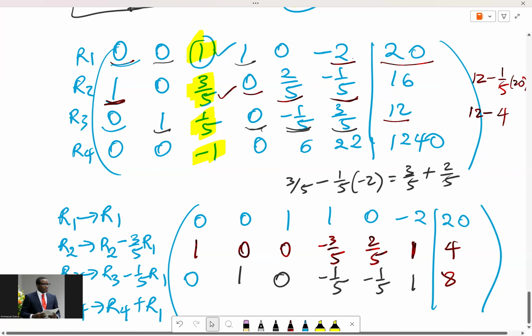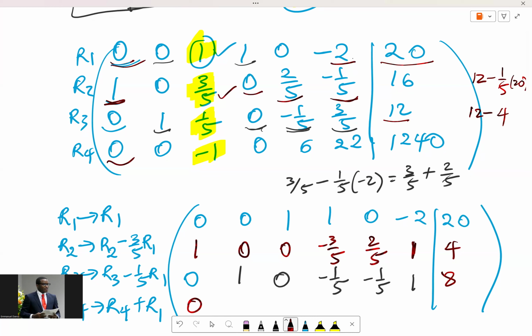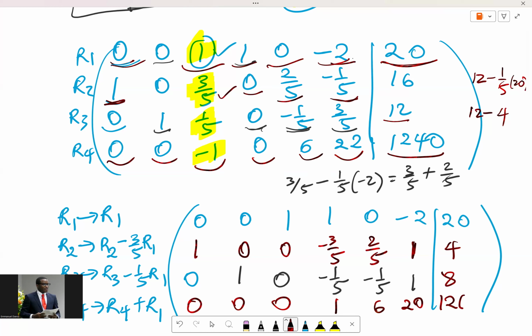We just add corresponding terms. So here now I have R4 plus R1. So 0 plus 0, that is 0. Then 0 plus 0 again is 0. Then minus 1 plus 1, that is also 0. So 0 plus 1, that's 1, right? Then 6 plus 0, that is simply 6. 22 plus minus 2, that's 20. Then the last, but not the least, which is like the final showdown, is 1240, that's R4 plus R1. 1240 plus 20, that is 1260.